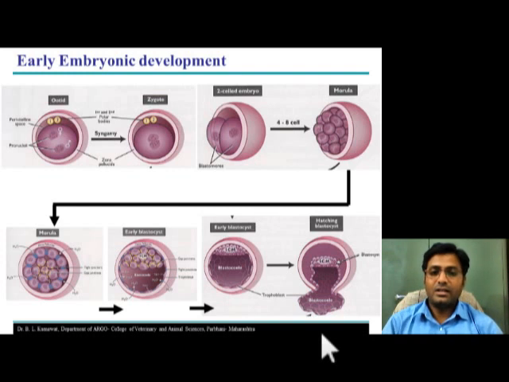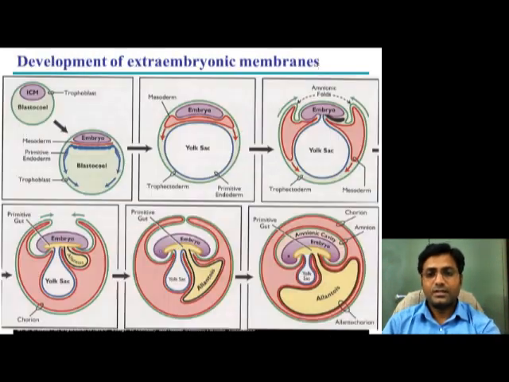But before implantation, there is a need for development of extra embryonic membranes for implantation with the uterine endometrium. So here in this slide, you can see the various stages where development of extra embryonic membranes occurs, and we will see each and every stage in detail. So let us start.